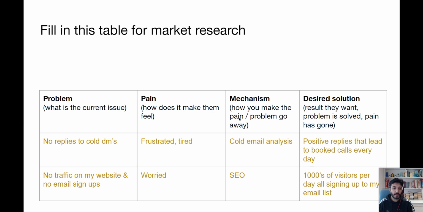The mechanism is how you make the pain and problem go away, which for me would be a cold email analysis. And the desired solution is the result they want, which is positive replies that lead to booked calls every day. Okay, let's take another example. The problem is no traffic on the website and no email signups. The pain: I'm worried about this. The mechanism could be SEO. The desired solution is I want thousands of visitors per day all signing up to my email list.